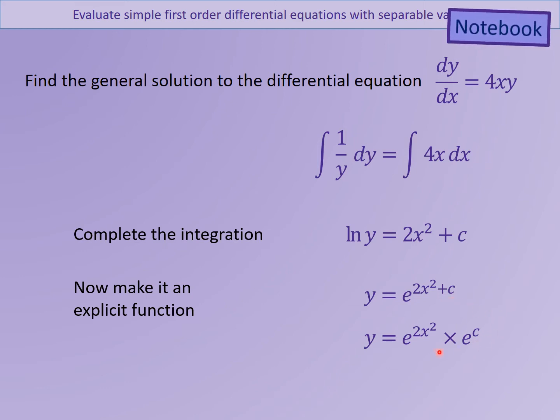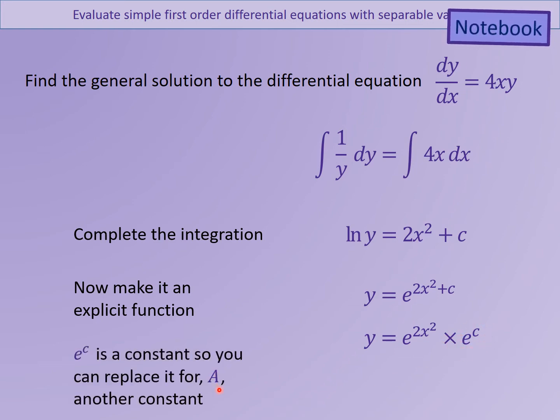Now, why would I do that? Well, I know, because I can manipulate constants, I can play with constants, that e to the power c is just going to be a constant. Because c is a constant, e to the power c is just a constant. Now I can't just change that to c again, because it needs a new letter, because e to the c is going to be different to c. But what I can do is change that for a different letter, a different constant value.